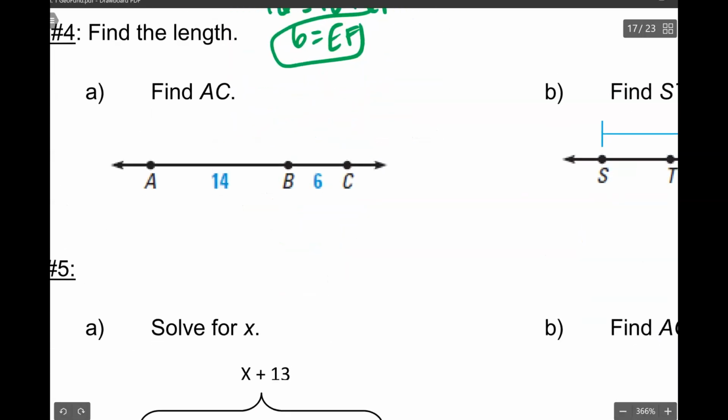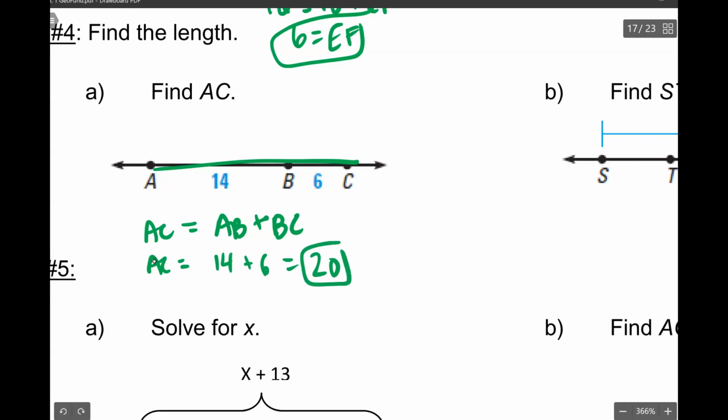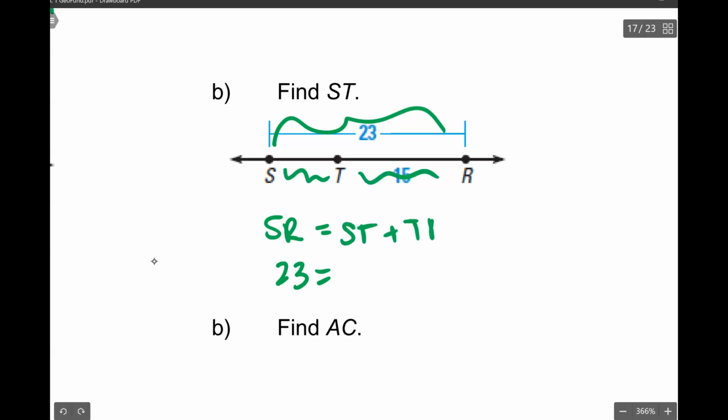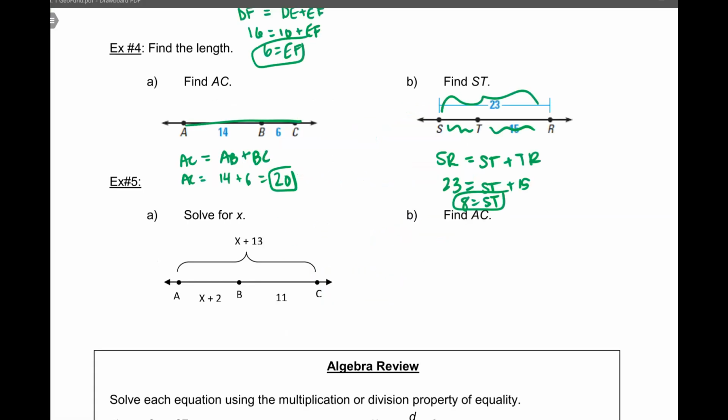All right, find the length AC. So the whole length is AC. This is going to equal AB plus BC. So AC, A to B is 14, B to C is 6. That means the length is going to be 20. Find ST. So together, the whole distance SR is equal to 23. And so the whole is equal to the sum of its parts. So ST plus TR. So ST plus 15, if I subtract 15 on both sides, I get 8 is equal to ST.